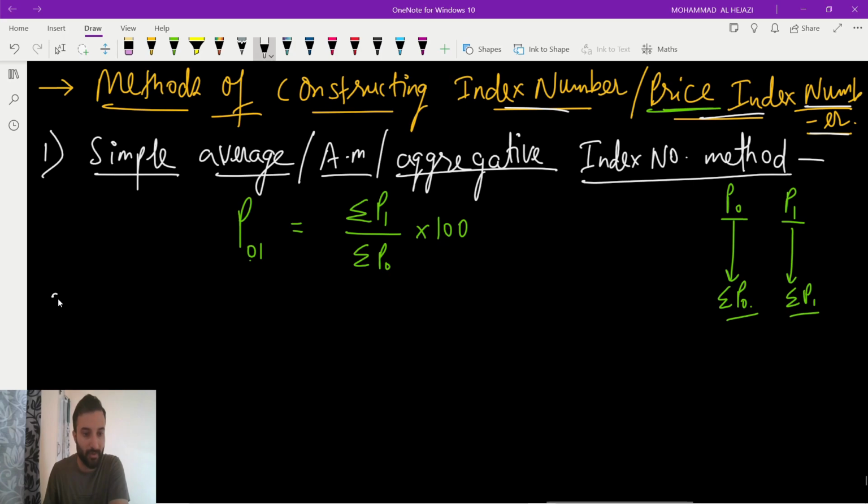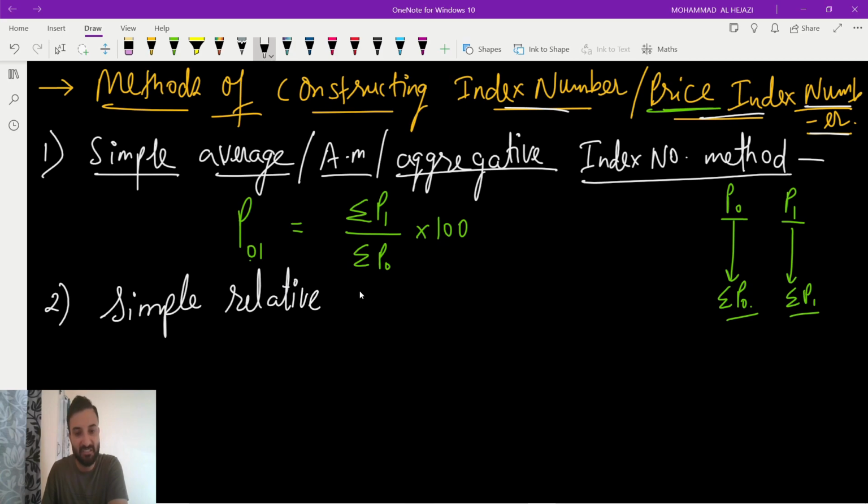Now we'll come to the second method. Second method is the simple relative method. See, in maths also relative will come. Everywhere in life the relative will be there.